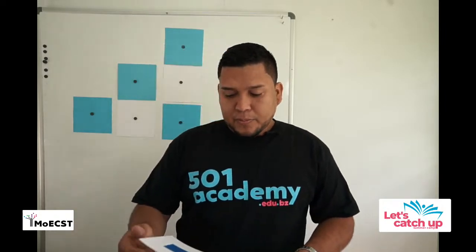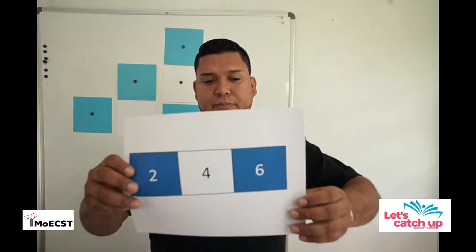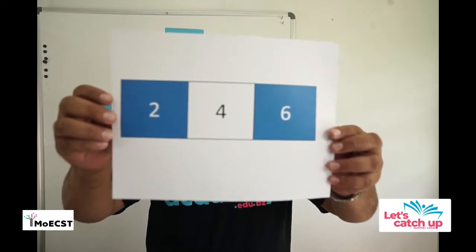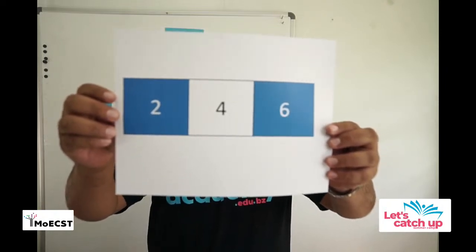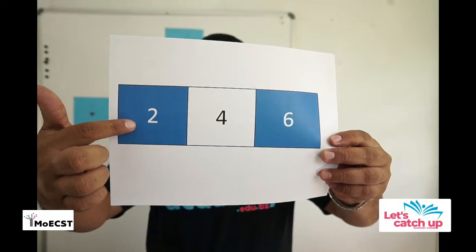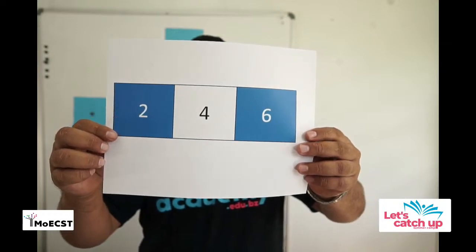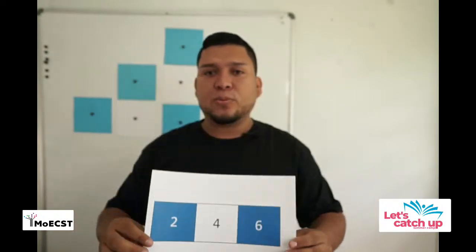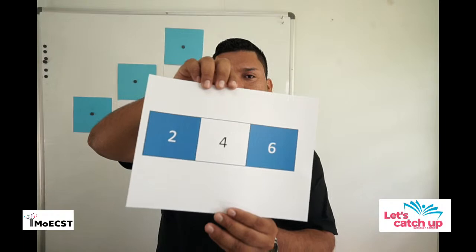Now, I have another example here. I want you to look at it. What do you notice? What do you observe? These numbers here are being arranged in what order? It starts off here on the left with 2, 4, 6. And what do you think is the next number? You're counting by twos, right? 2, 4, 6. And the next number would be 8, right? Excellent. This is also an increasing sequence.